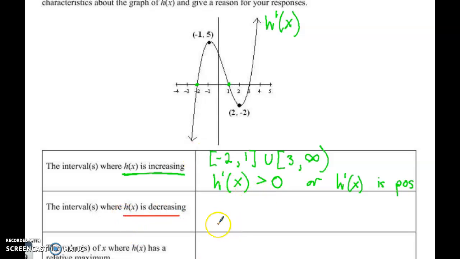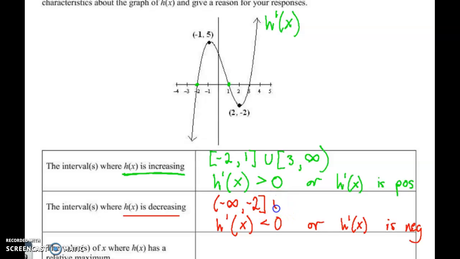So let's talk about where the function is decreasing. All right, well, if we're saying that the function is decreasing, that means the derivative needs to be less than 0. Or you can say the derivative is negative. So as we're looking at that, maybe what we need to just say is from negative infinity to -2, and then from 1 to 3. Why? This curve is below the x-axis from here to here.